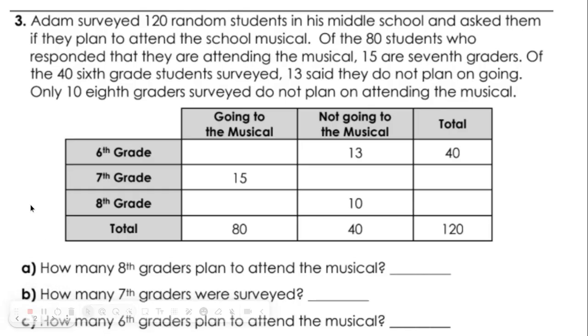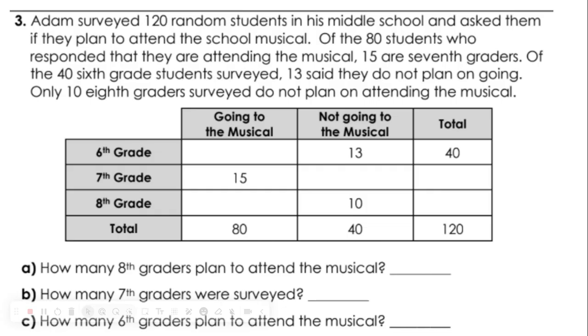Okay, let's look at this last one. It's got a little more going on. Notice there are 3 grades and whether or not they're going to a musical. So the 2 variables here are your grade and whether or not you're going to the musical. This would be like, are we going to the AMT production at the end of the year?